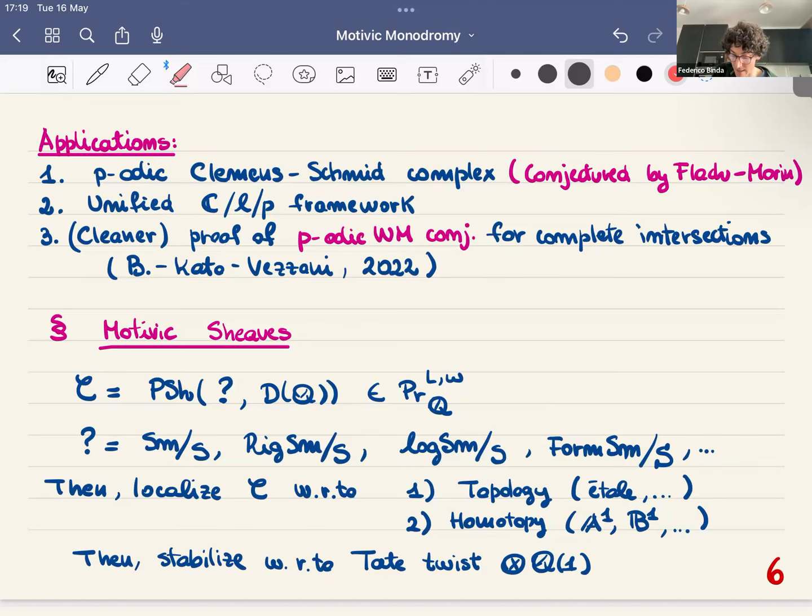As I said, you get a somehow unified treatment of the situation over C, over N, L, and P. And this new cohomology theory that we built also allows for a cleaner proof of the weight monodromy conjecture, the statement I mentioned before, for complete intersections in toric varieties. I proved this with Hiroki Kato and Alberto Bezzani last year. We wrote a complicated proof of this conjecture, sort of following or elaborating on Scholze's strategy of the analytic weight monodromy conjecture for complete intersections. And this used motivic methods.